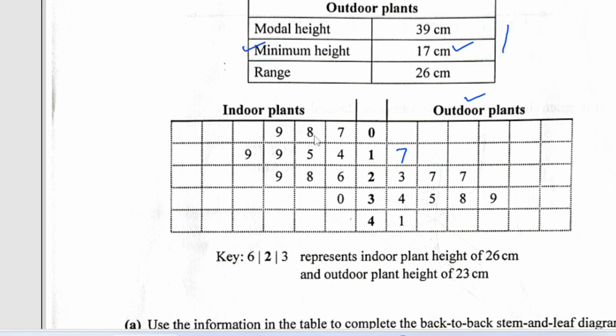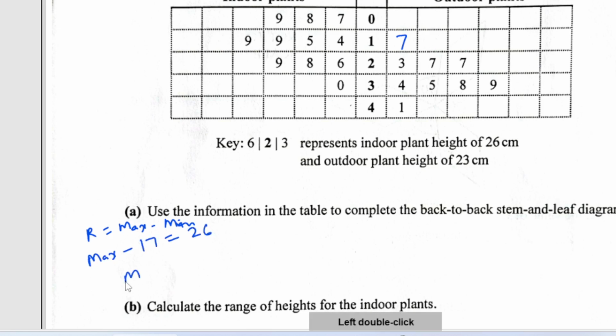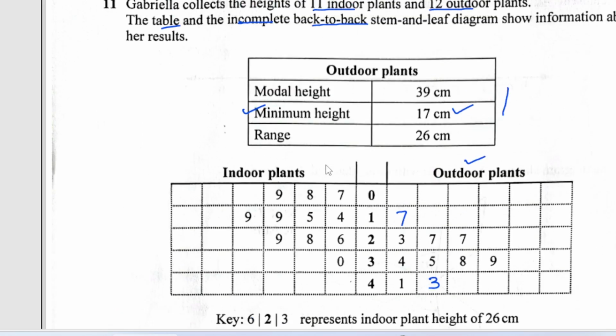Then we have the range. Range is maximum minus minimum. So we can write down here: range is maximum value minus minimum. This is given to us, but we don't know the maximum value. Maximum minus minimum is 17, and this is equal to 26, so the maximum value is going to be 26 plus 17, which is 43, right? So that means we should have 43 here in the table. So we have used the information about range here.